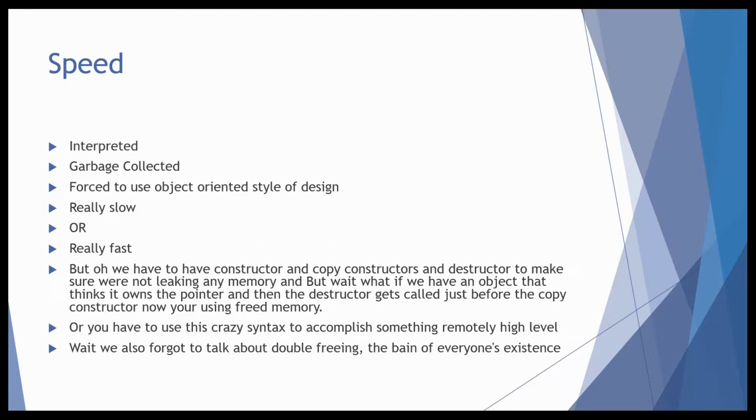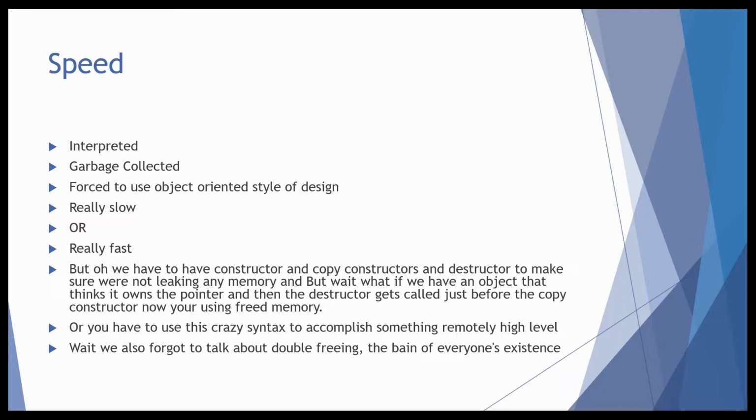Now, I know Java's gotten a lot faster over the years with their JIT and stuff like that, but a perfect example would be a language like Python. Python is an interpreted language, so by definition, interpreted languages are always going to be slower than compiled. And then you have the other hand, where it's really fast, but wait.